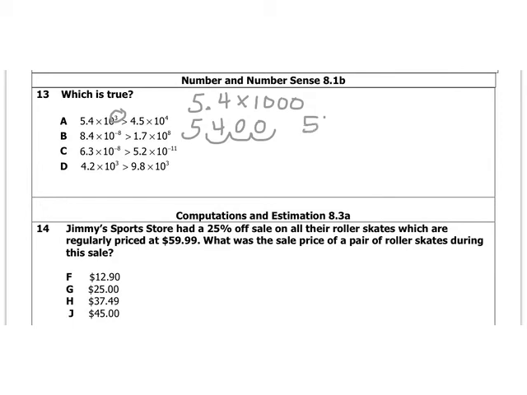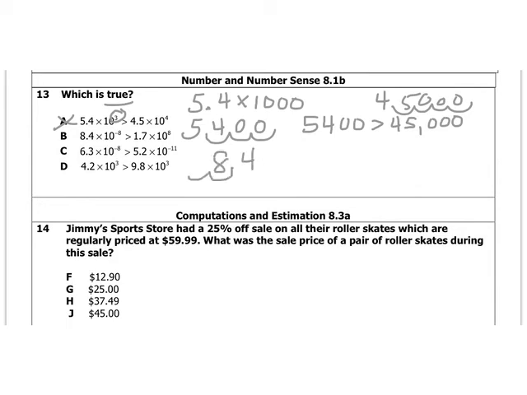So this first one is 5,400 is greater than, and we take 4.5 and move it 1, 2, 3, 4 spaces. So it's 5,400 is greater than 45,000? Nope, that's not true. Now on the next one, 8.4 times 10 to the negative 8 will be moving this 1, 2, 3, 4, 5, 6, 7, 8 places back. So we're getting a teeny tiny decimal. Clearly that is not larger than this one with a positive 8, so that can't be true either.